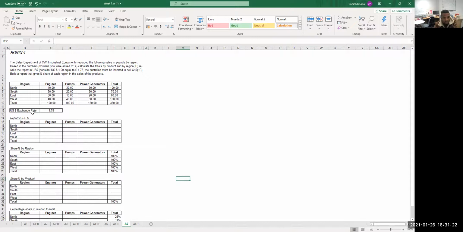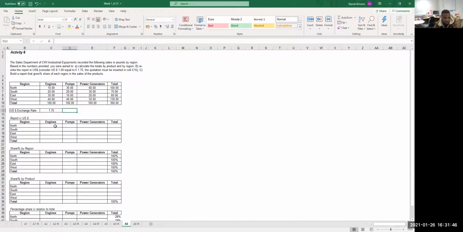I think it's the other way around. The exchange is one pound for $1.75. So there was a typo. So for every pound, we need a dollar and 75 cents.